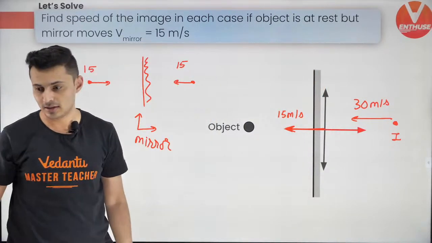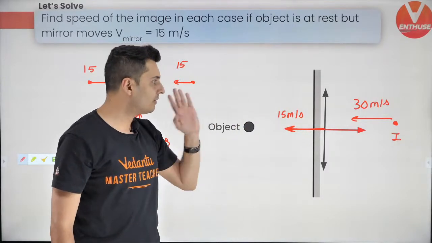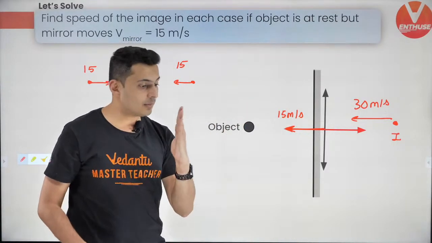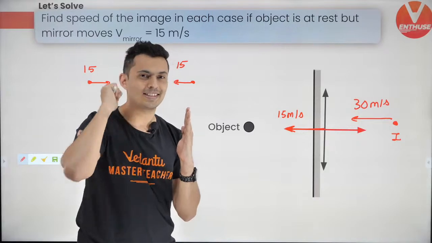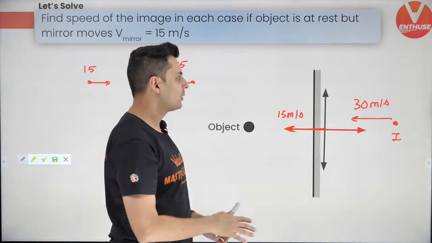This is very important. A lot of people get confused and they mark 15 only. So if the mirror moves, the image speed is twice. Keep this in mind. The image speed is twice. Okay, cool.